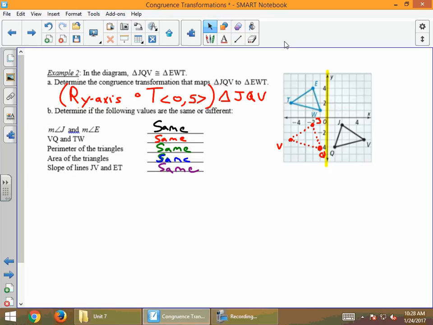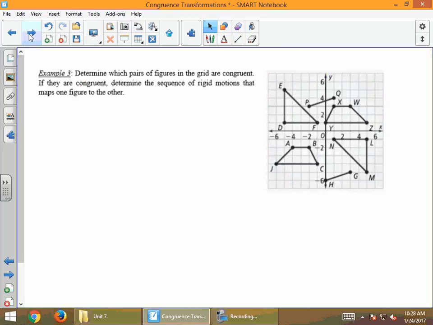All right, let's try another one. Let's try to get the hang of this. Let's determine what pairs are congruent. If we look at example 3, we're going to see if these figures are congruent and how they would map up onto one another so that they are.